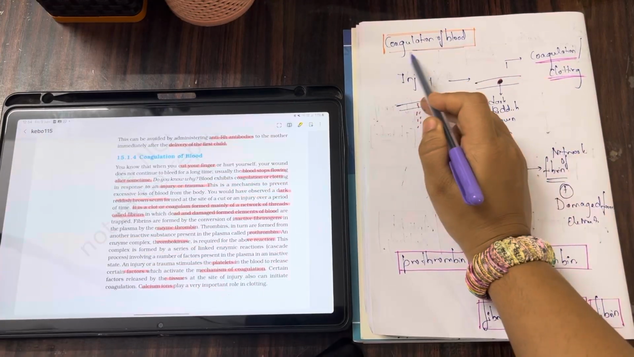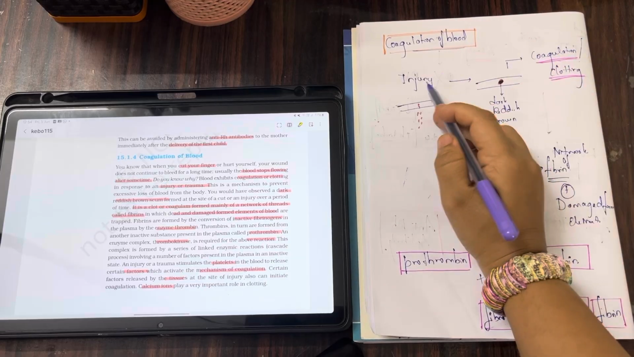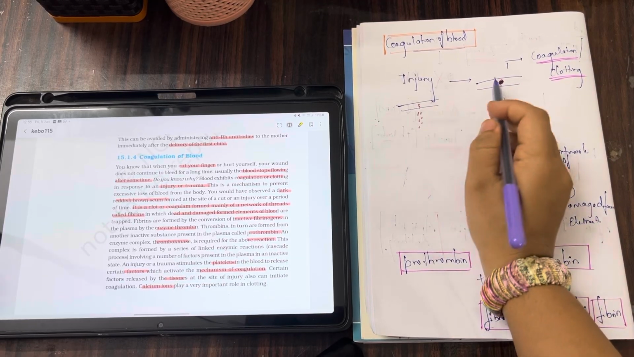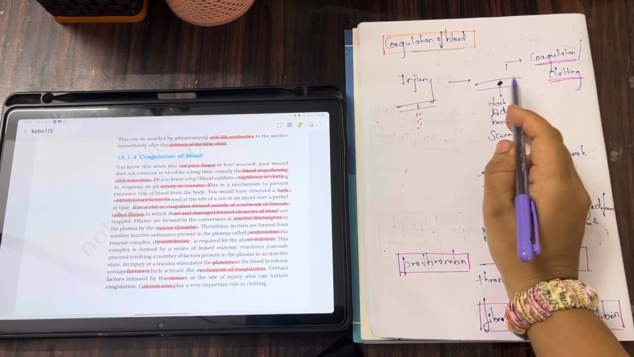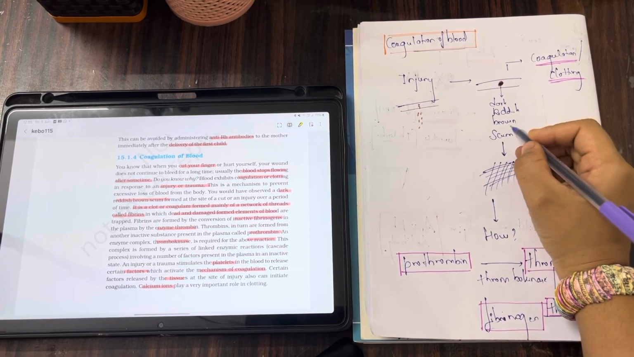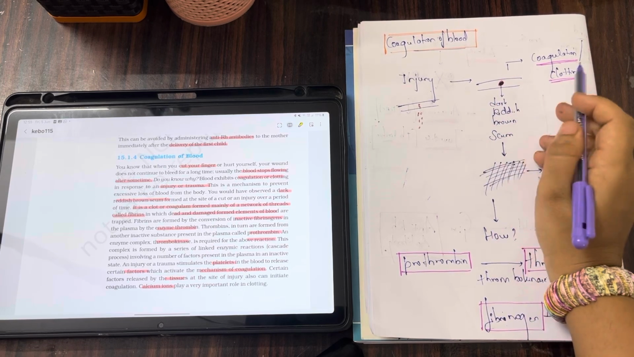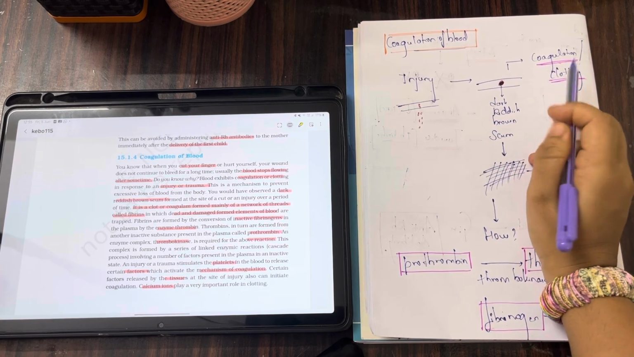Next, we learn about coagulation of the blood. You know that after an injury, there will be bleeding from that site. But after some time, a dark reddish brown scum will be formed, and there won't be any bleeding. This is because coagulation or clotting might have happened.